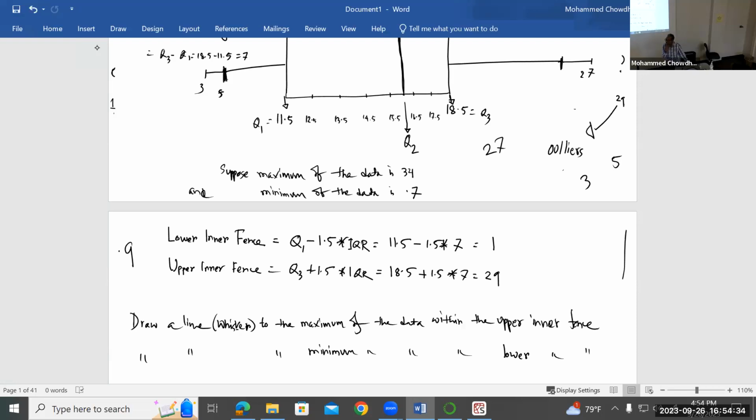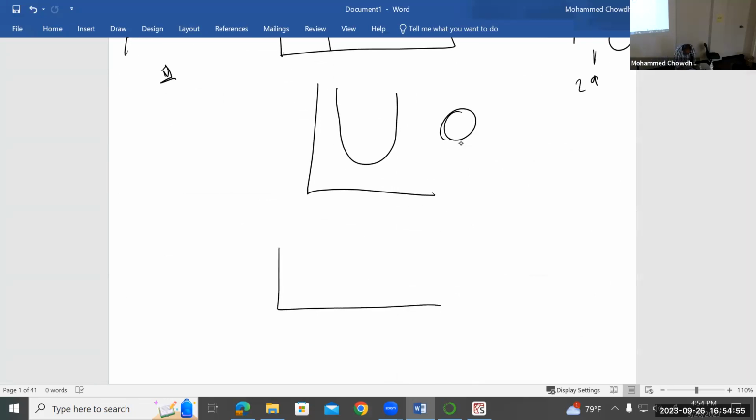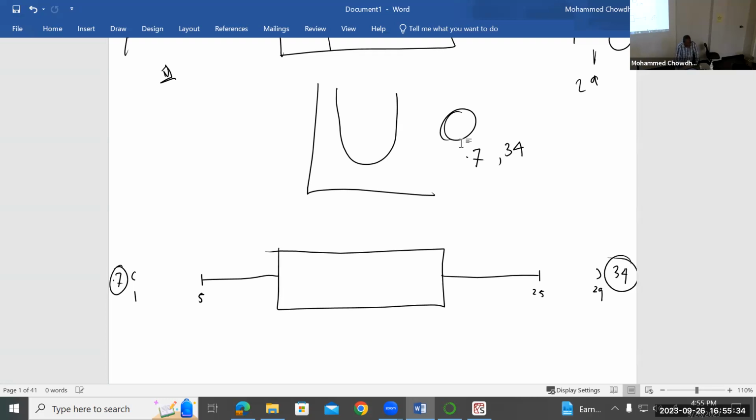Okay, just to make sure. If the data point was 34 and 0.7, where would you put them? So the data points are 34 and 0.7, right? The highest value is 34 and the lowest value is 0.7. What is my upper inner fence? 29. What is my lower inner fence? 1, right? So the lowest is 0.7. I have to take the whisker to the minimum of the data within the lower inner fence, which is equal to 5. And then I have to take it to the maximum of the data within the upper inner fence, which is equal to 25. So now 34 falls here and 0.7 falls here. These are the outliers. Clear?